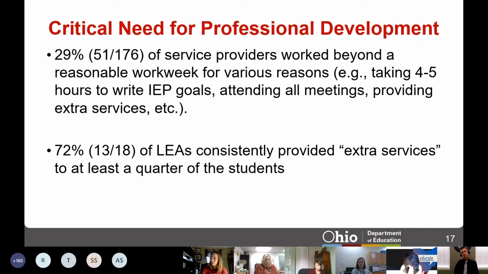Another area that was a surprise to us was that 72% of the LEAs provided what was termed, for lack of better words, extra services. And so what was happening was that they would put on IEPs maybe 30 minutes a week, but in actuality provide the child with 60 minutes. They would say, well, 30 minutes is what is needed, but if available, we'll provide the child double.